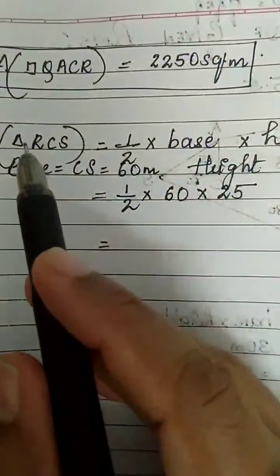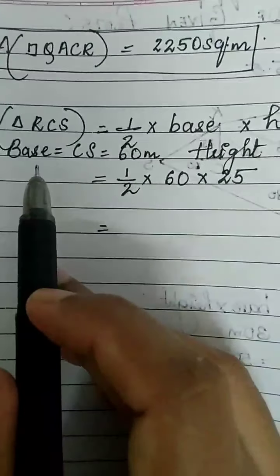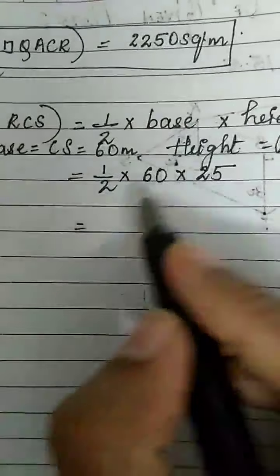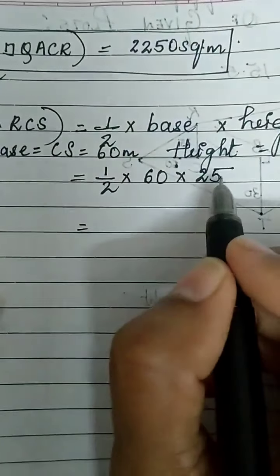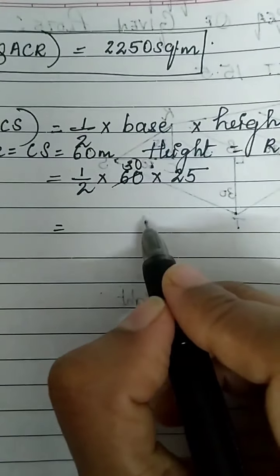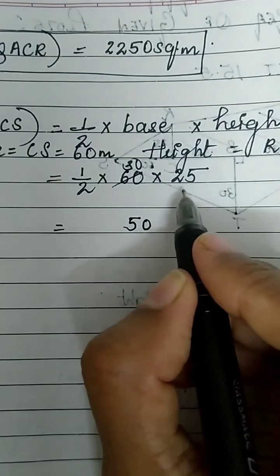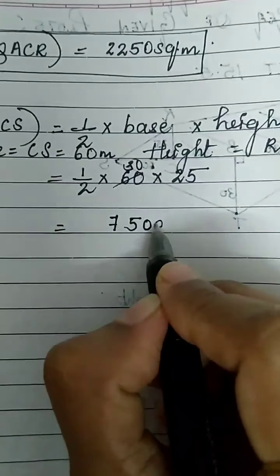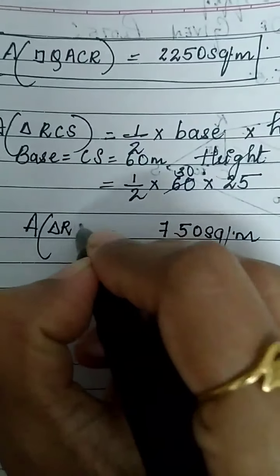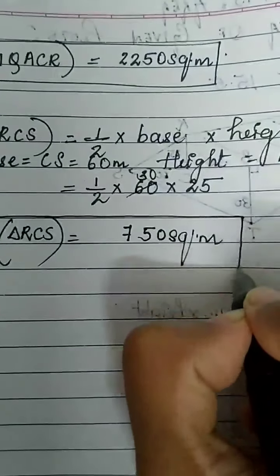So as you can see, I have written in triangle RCS, formula for area of triangle is half into base into height. Base is equal to CS 60 meter, height is equal to RC 25 meters. So half into base into height means half into 60 into 25. Here we can cancel. Now 30 into 25, let us multiply. 5 3s are 15, carry 1. And 3 2s are 6, and 750 square meter. Area of triangle RCS is equal to 750 square meter. Highlight it.